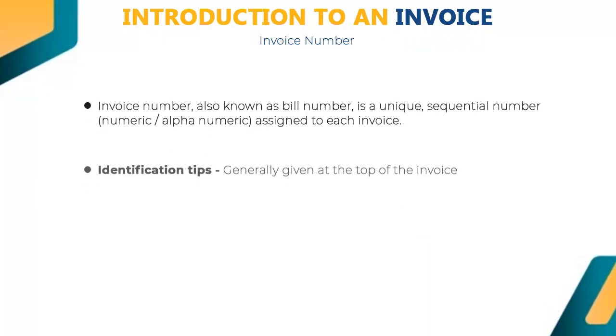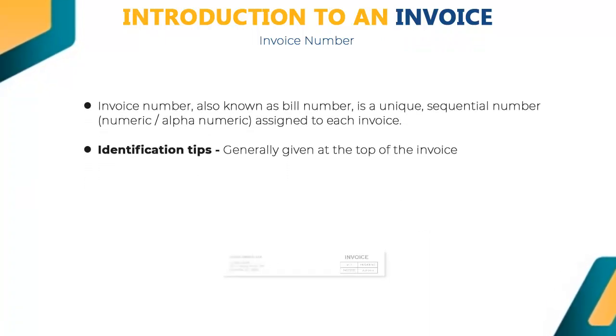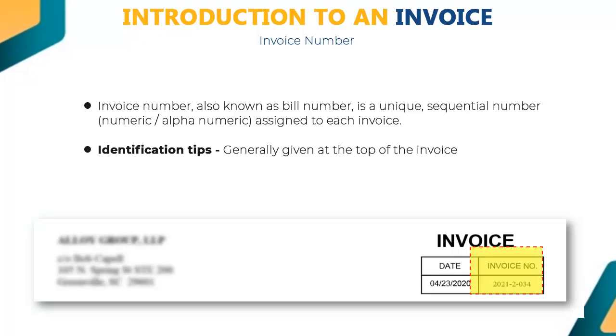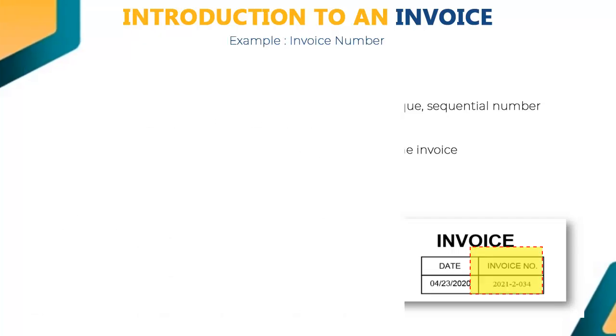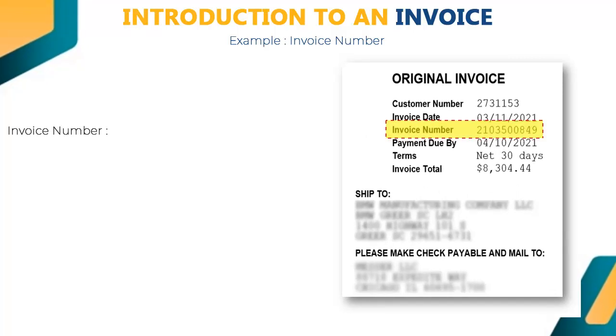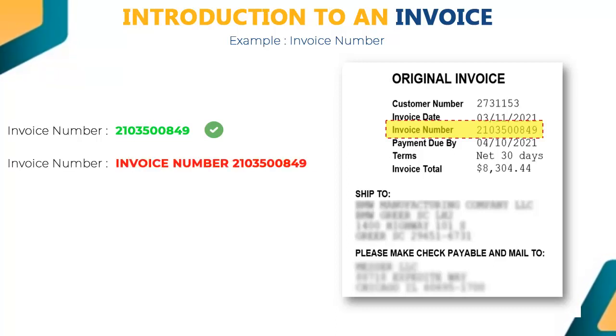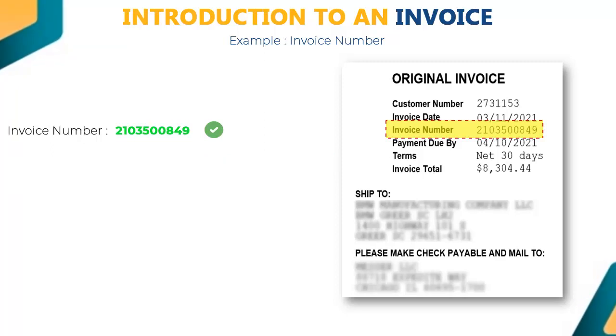Invoice number, also known as bill number, is a unique, sequential number, numeric or alphanumeric, assigned to each invoice. Identification tips: generally given at the top of the invoice. In this invoice, capture invoice number as 21035000849. Key only the numeric value, do not key the word invoice number. If the word invoice number is already populated, then remove the word invoice number.